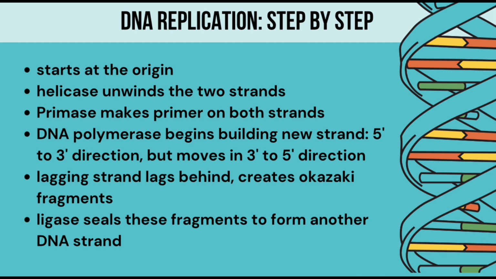Primase then makes a primer on both strands, which allows for DNA polymerase to begin building a new strand in the 5' to 3' direction. DNA polymerase adds new bases to the 3' strand as it moves in the 3' to 5' direction. As DNA unwinds, because DNA polymerase can only build new DNA in the 5' to 3' direction, the lagging strand lags behind. Because of this, the new DNA replicated in the 3' to 5' direction is fragmented into fragments called Okazaki fragments. Because of this, ligase is needed to seal these fragments together.